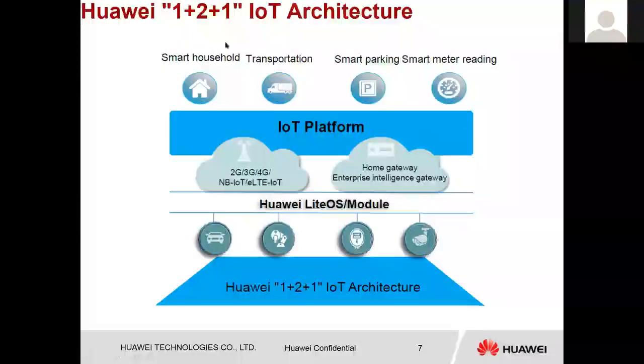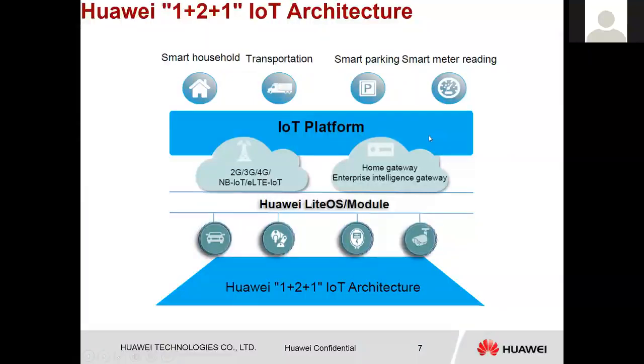And this is our Huawei 1+2+1 IoT architecture. For LoRa, we have the Huawei LiteOS. This is the OS system, with the module. The middle is the network, the wireless network and the fixed network. The last is the IoT platform.